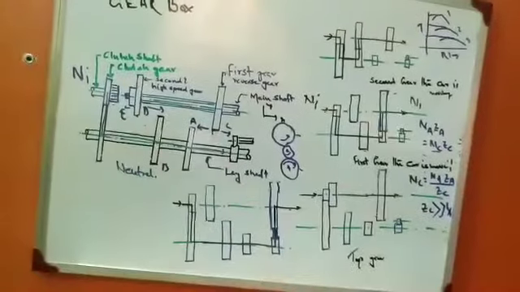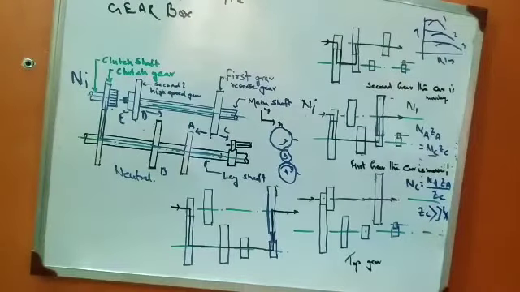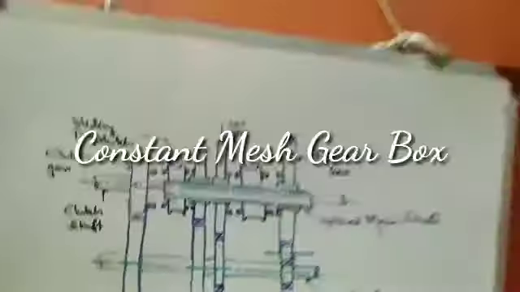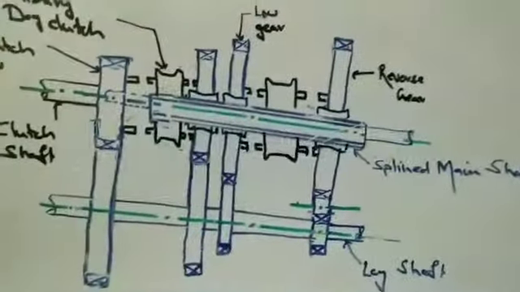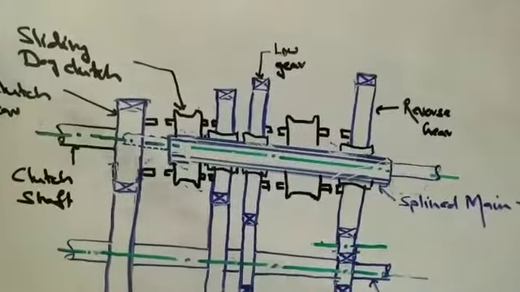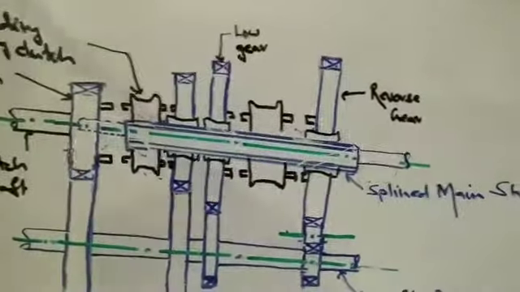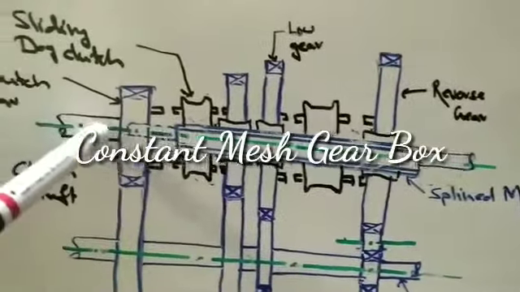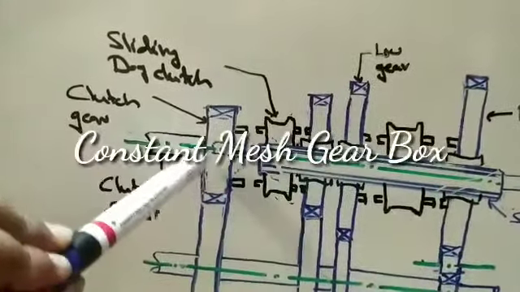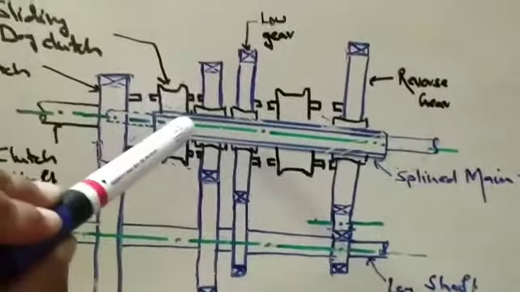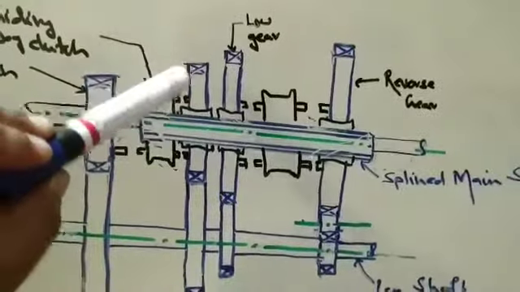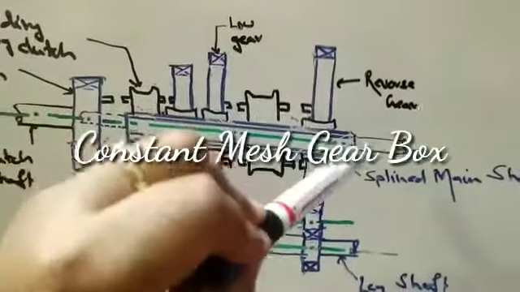Now this is all about the sliding mesh gearbox. Now we should study a bit about the constant mesh gearbox. In the constant mesh gearbox, you could see the diagram, the same as the sliding mesh gearbox. The clutch gear and the clutch shaft are there, and connected over here are all the gears on the lay shaft, and the top gear, the first gear and the reverse gears are connected on the main shaft.